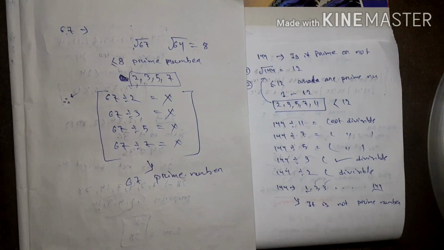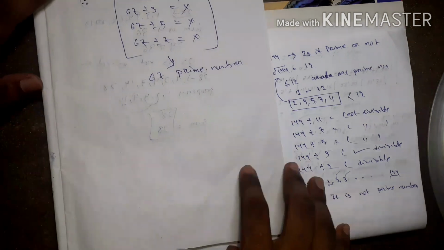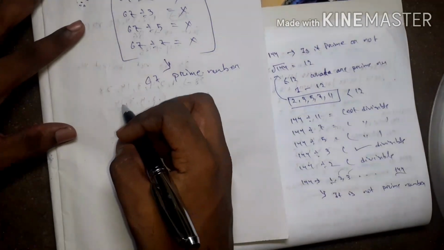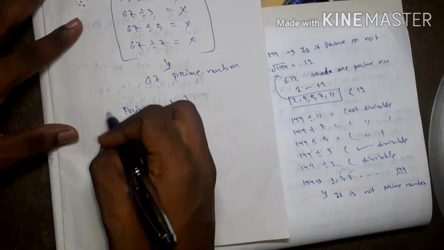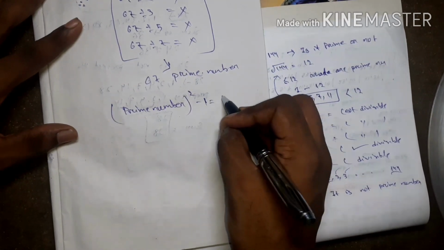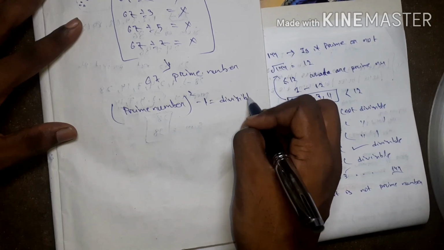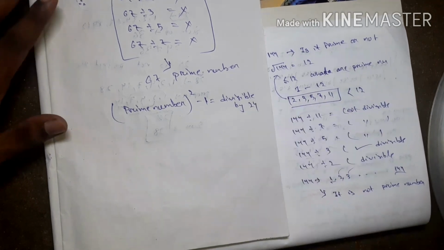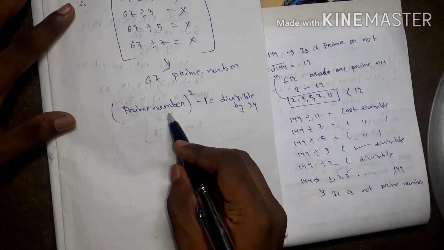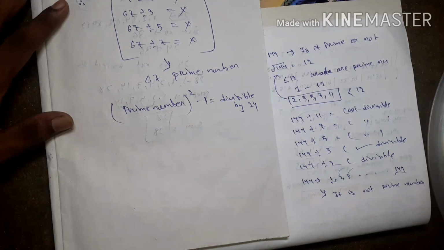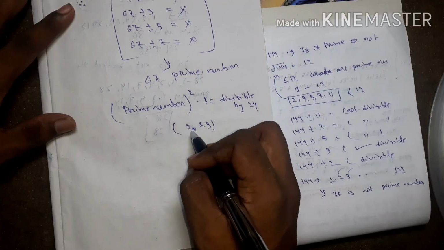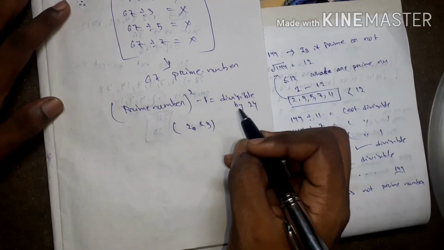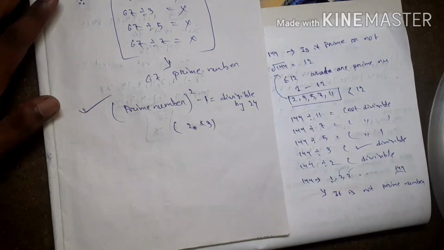Another step is very simple to find whether a number is prime or not. Wait, here is a shortcut trick for you. For every prime number, the square of the prime number minus 1 is divisible by 24, without 2 and 3. Except 2 and 3, every prime number follows this rule.